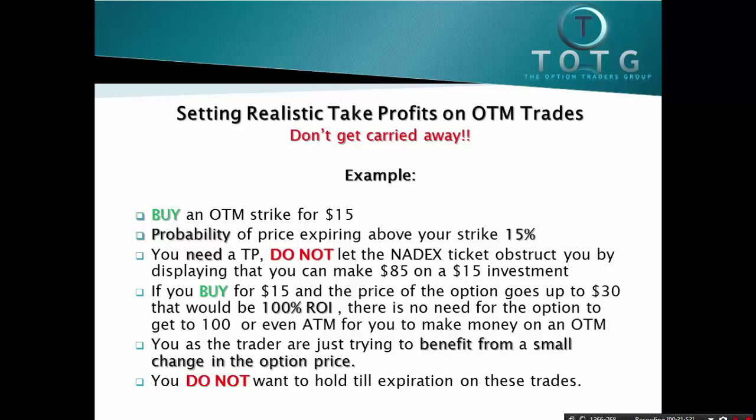As I said here, you as the trader are just trying to benefit from a small change in the option price, not for it to expire above your strike for 100% profit in the sense that you're making 85 on 15. You're just looking to make money off a little bit of a change. You have no intention of holding this thing till expiration. You just want to make money on that change.